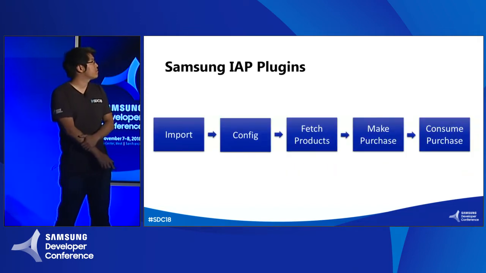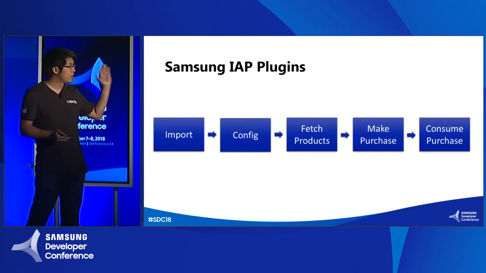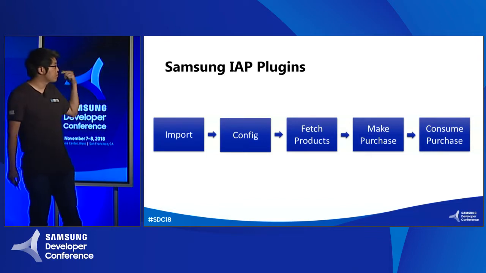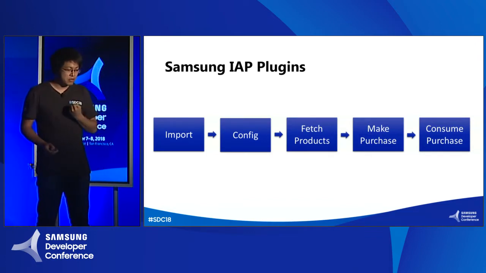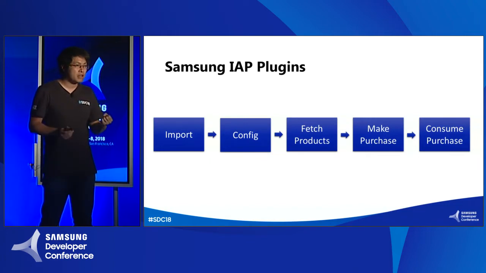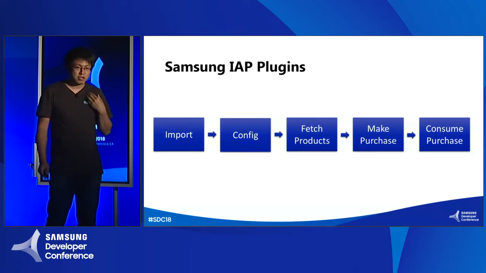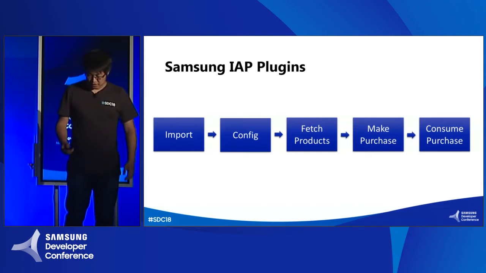Integrating with the Samsung plugins is actually a pretty easy process. I break it down into 5 steps. Of course, there are steps I didn't cover if you want to use higher level features. This is just the fastest way to approach it. So first, you import the plugins and pick a configuration. After that, you get all the details of the things you want to sell. And after that, the user can make a purchase. Once the user makes a purchase, depending on whether it's a non-consumable or consumable, you can consume the product.